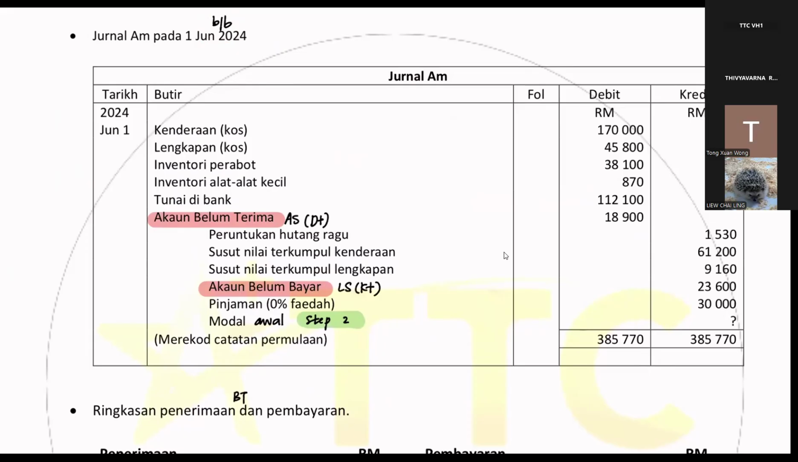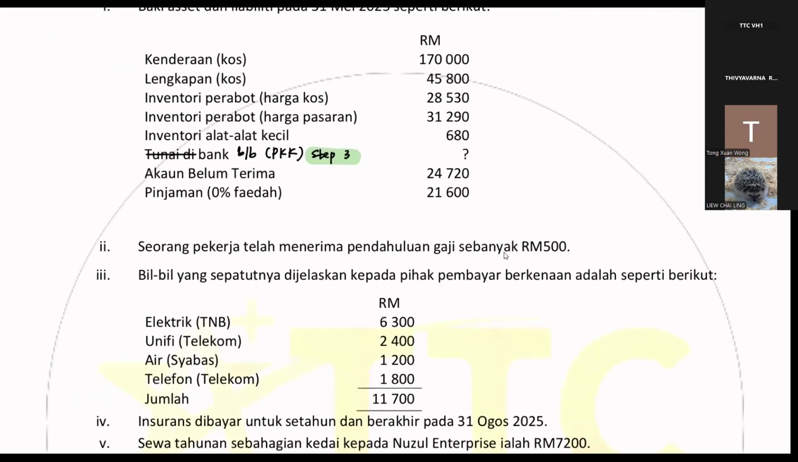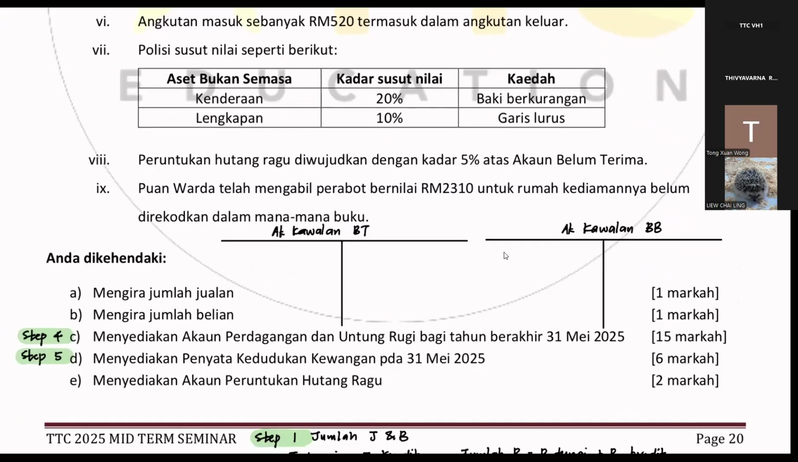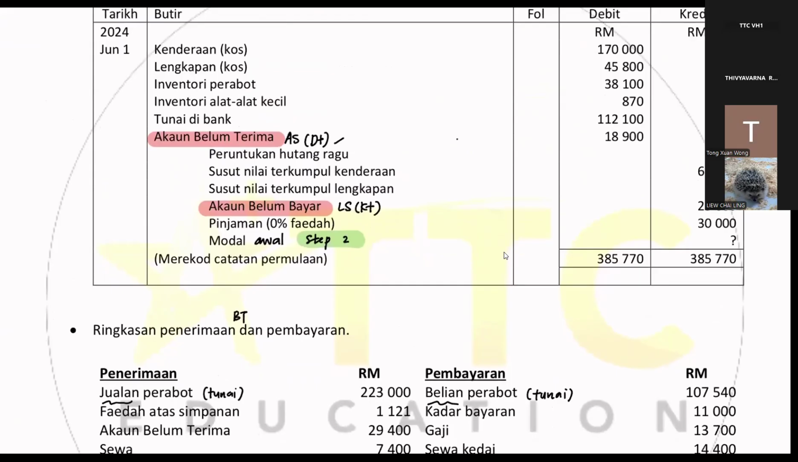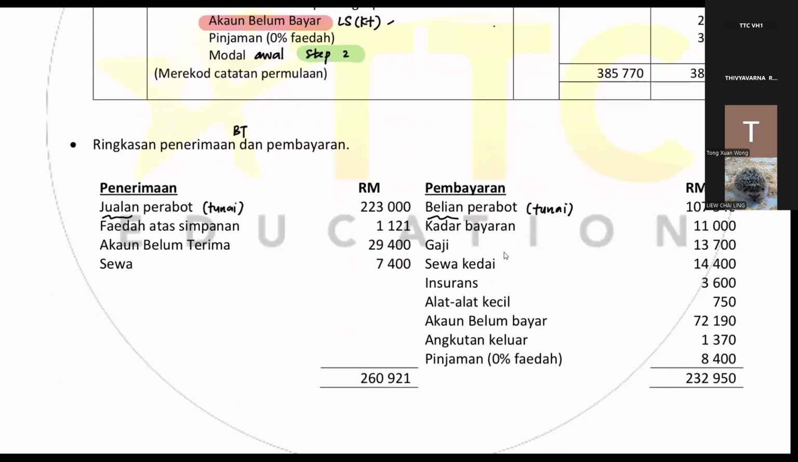Okay. If you want to do it at the same time to avoid confusion, then you can straight away copy these two amounts into your account kawalan. Okay, do it now. Account kawalan belum terima Baki BB, 18,900. Account kawalan belum bayar Baki BB, 23,600. Okay, these two done now. If you want to avoid confusion, make a small remark. We done this too. Okay, then continue.